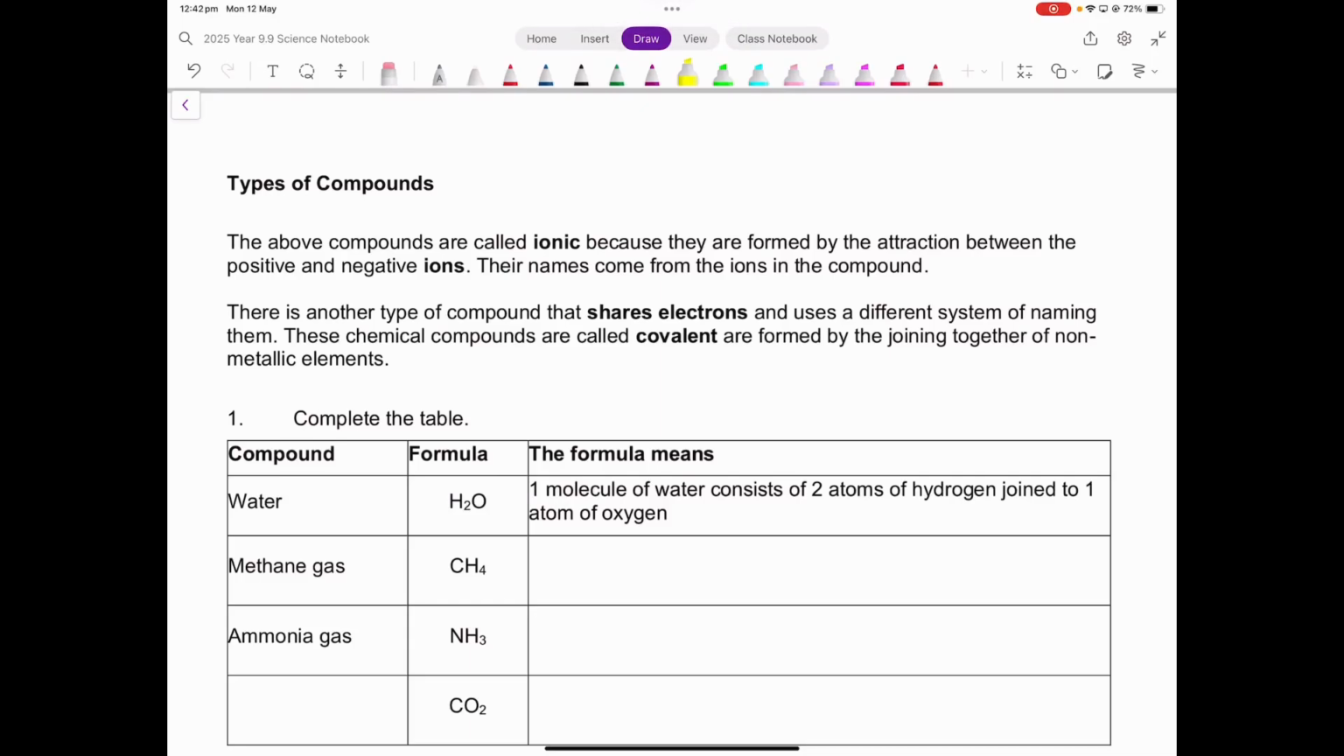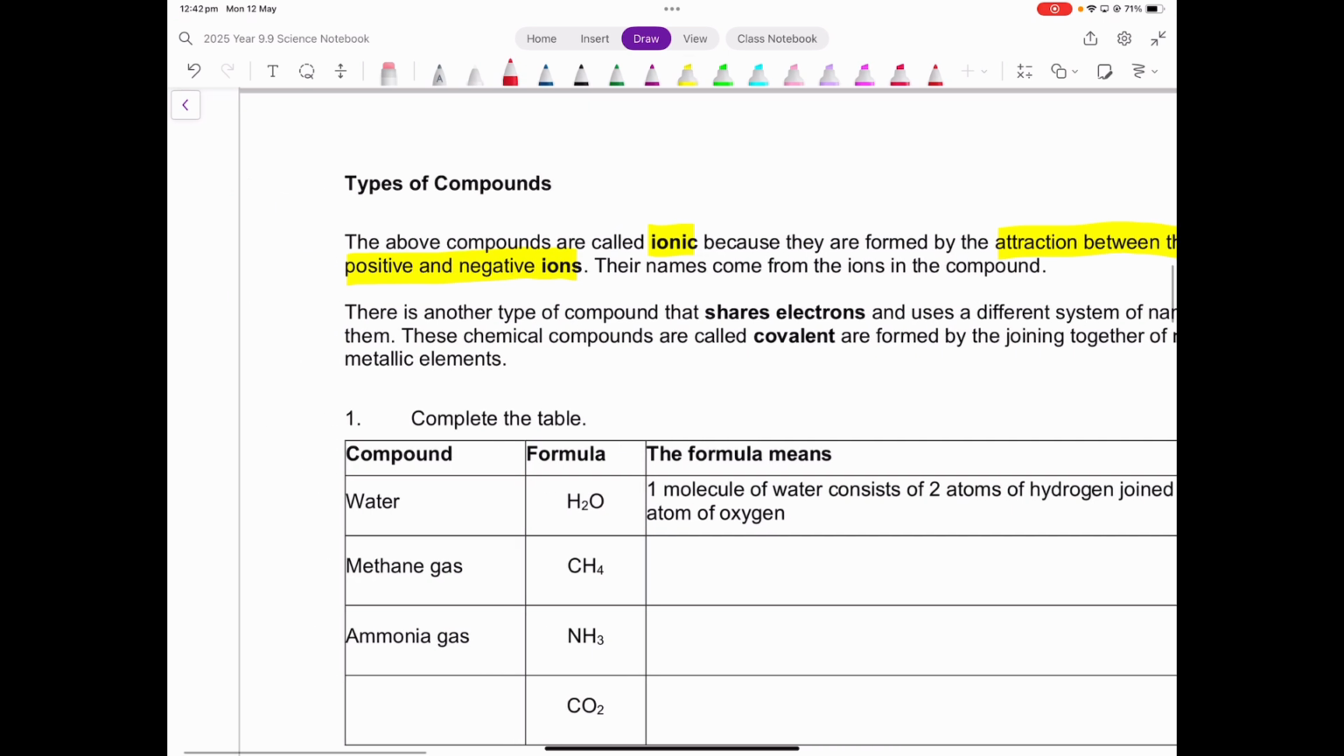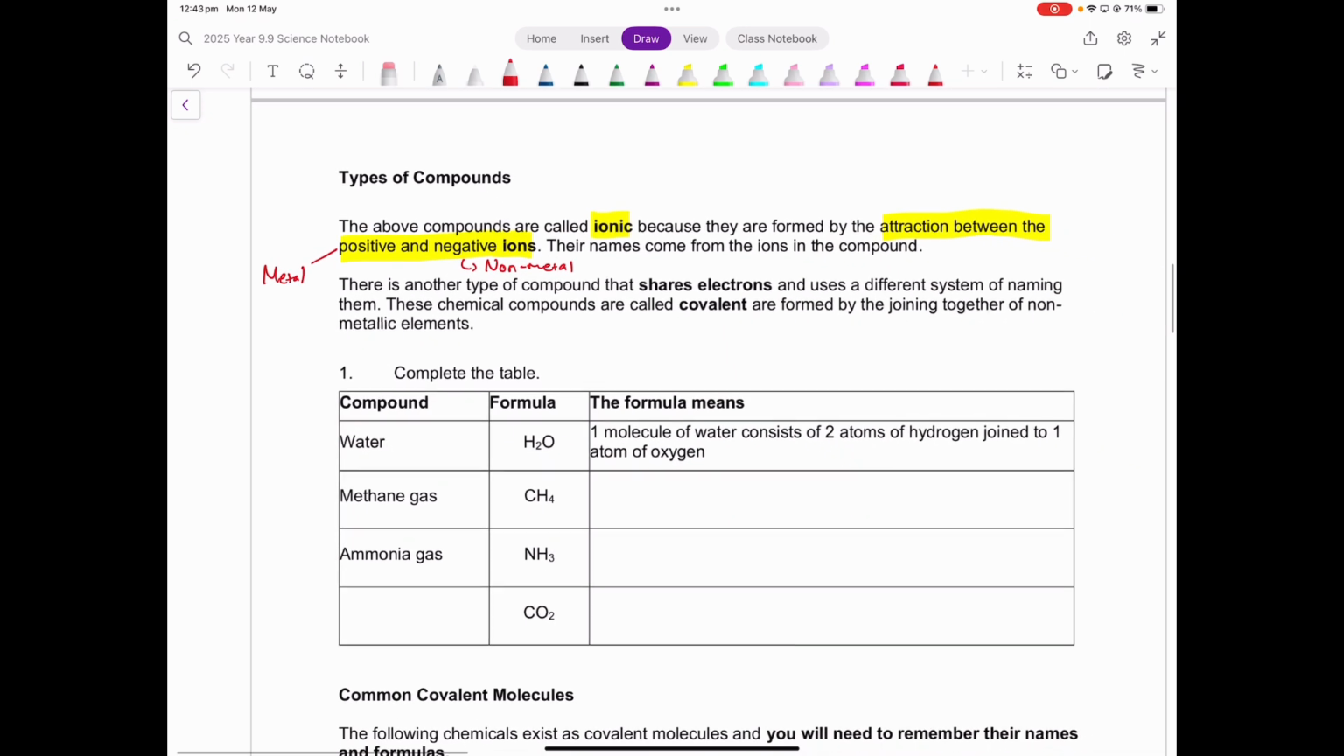Compounds that we looked at in our previous lessons were called ionic. The reason they are called ionic compounds is because they're formed because of the attraction between the positive and the negative. Now, the positive was always a metal, and the negative was always a non-metal. And the names for those ionic compounds came from the name of the ions in the compound.